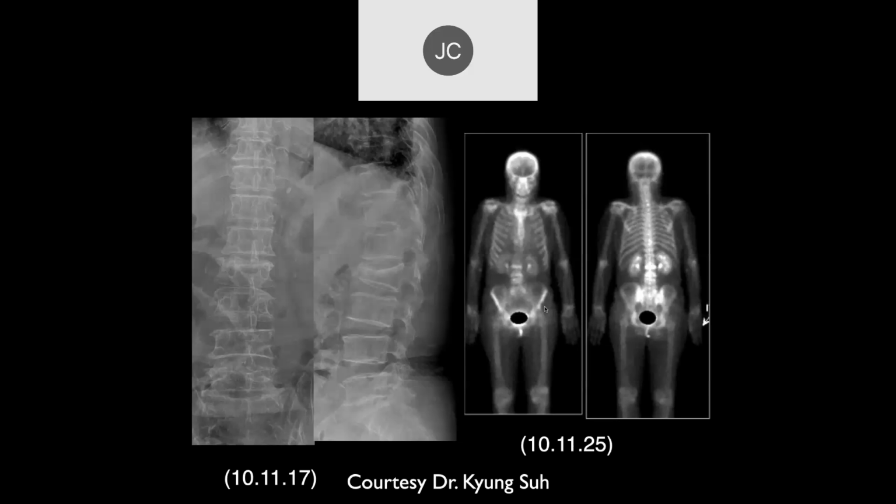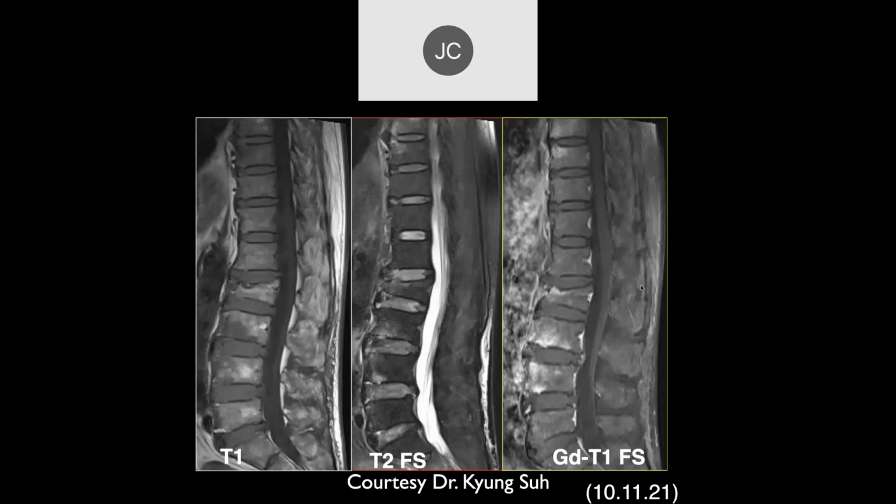So we have radiographs and a bone scan. Diffuse osteopenia. I think I can see all the cortices, so it looks like a chronic-appearing compression fracture, right? And then we see a lot of uptake here on the bone scan. Here's the MR.